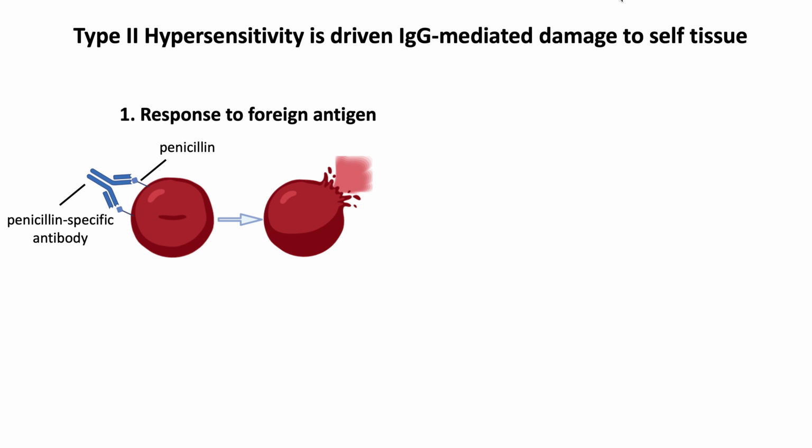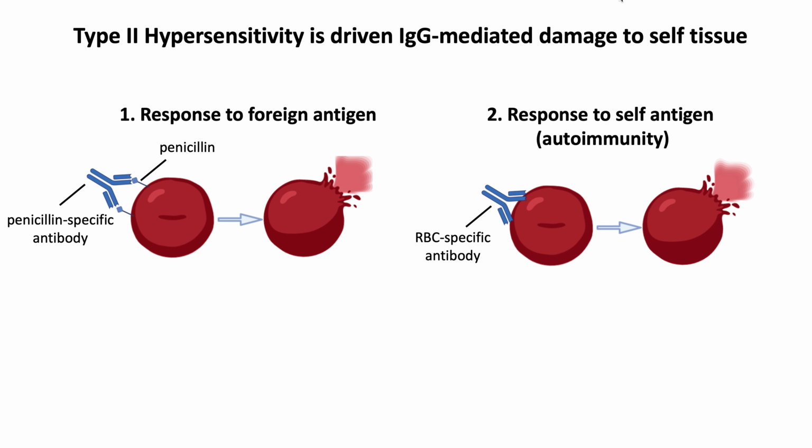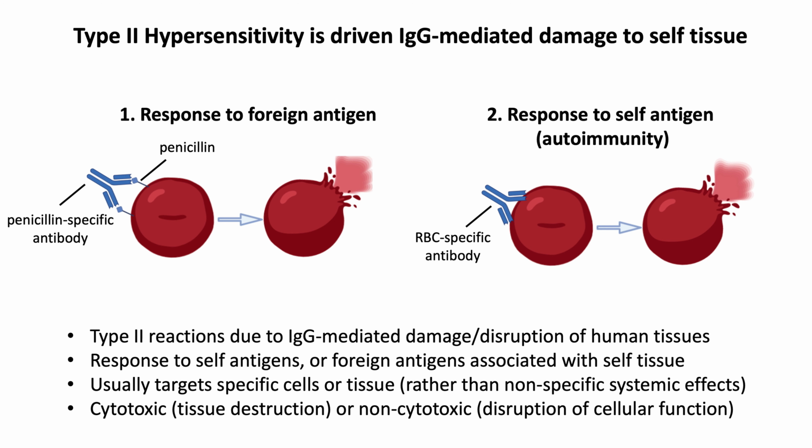So for example, I've drawn here a red blood cell, and this red blood cell has covalently attached penicillin molecules on its surface. Antibodies specific for those penicillin molecules can induce destruction of these red blood cells. Also, type 2 hypersensitivity can be driven by IgG recognition of self-antigens in an autoimmune reaction. So here is an example of a red blood cell specific antibody that mediates destruction of this red blood cell. So type 2 reactions are IgG-mediated damage to self or foreign antigens.